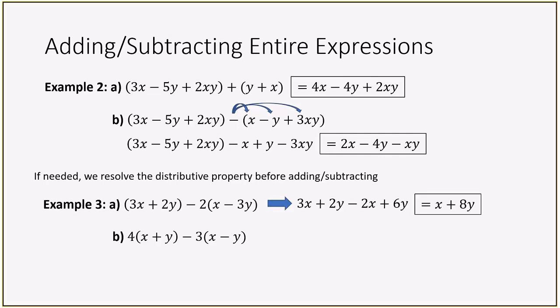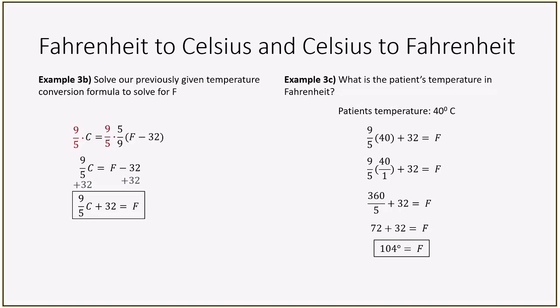So for the first parentheses, if we distribute, I would get 4x plus 4y. In the second parentheses, if I distribute, I would get negative 3x plus 3y. So then I can rewrite my problem like this, and then again, I combine like terms, leaving me with x plus 7y.